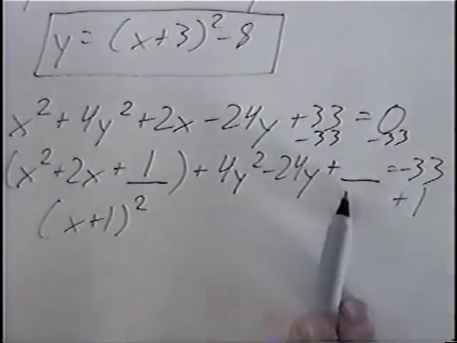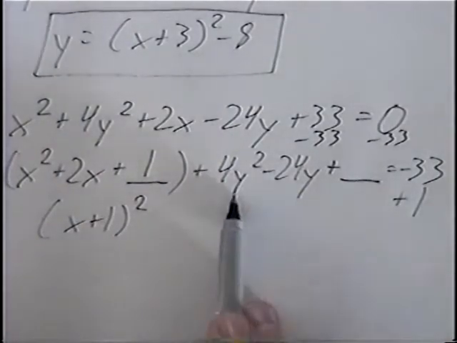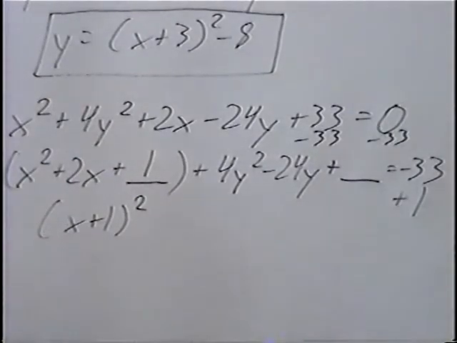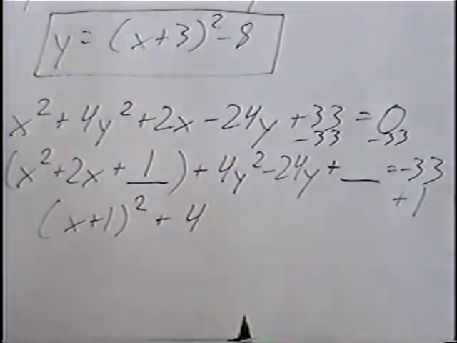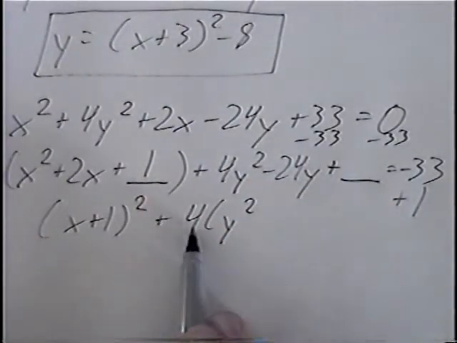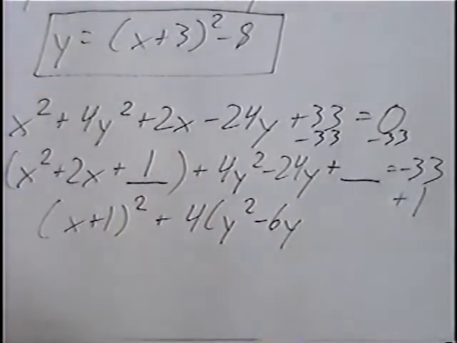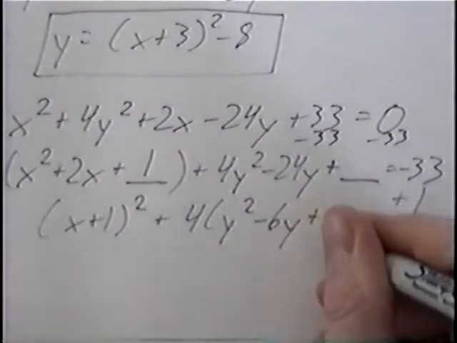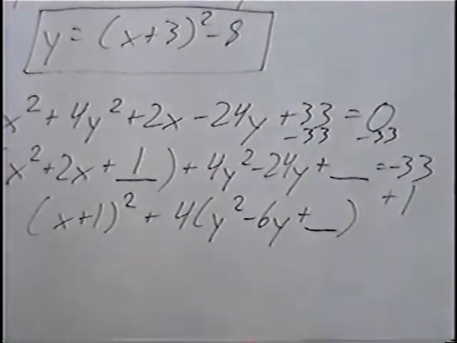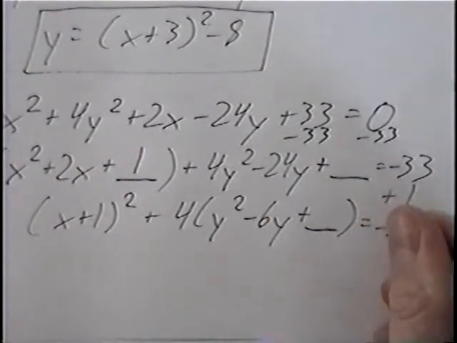Before we factor the y values, one other step in completing the square is that the variable squared has to have a single 1 as a coefficient. Right now it has a positive 4. So what we can do is factor out a positive 4 from that y squared. And we can also factor out a 4 from the negative 24, so that would be negative 6y. And again, we'll still have that number that we'll find in just a minute. And it's equal to negative 33 plus 1, which would be negative 32.